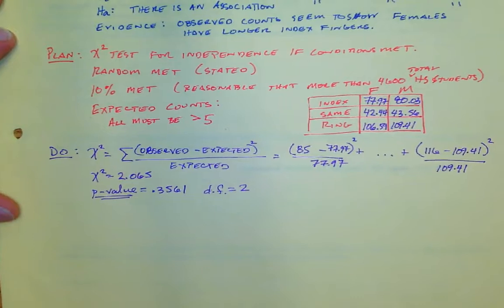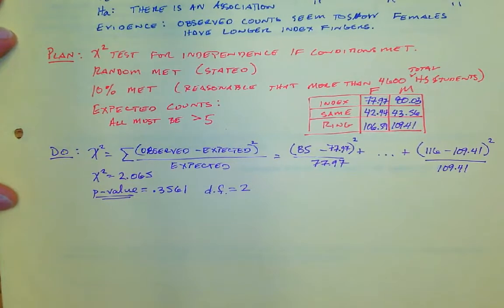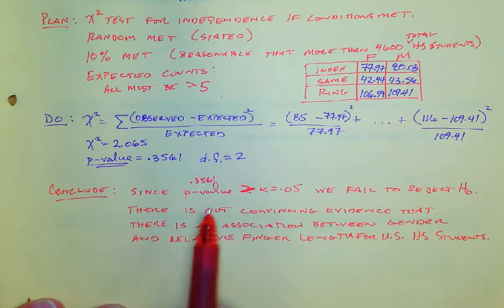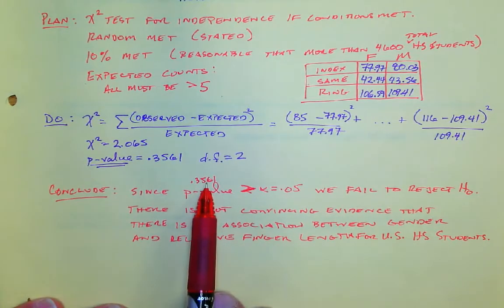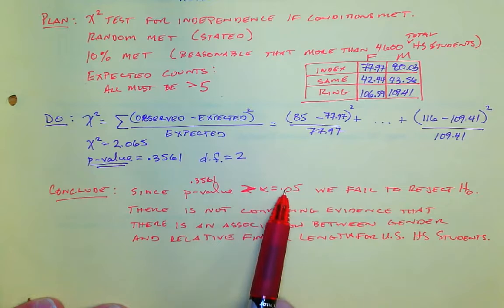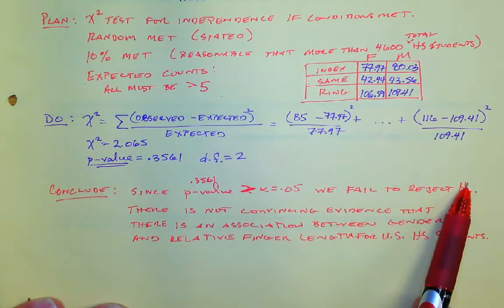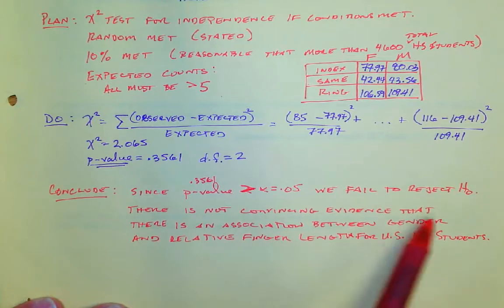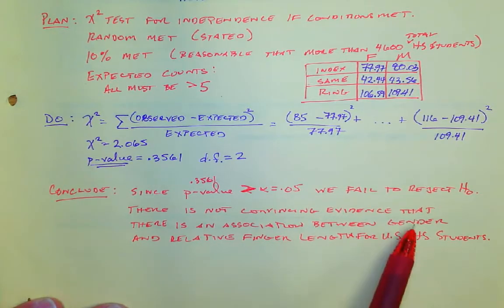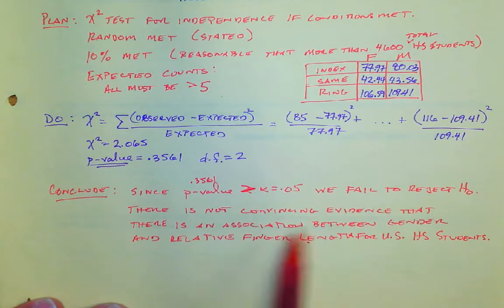All we're left to do is to conclude. Write yours down, pause the video, come back and check. Preferably pause the video, then write yours down, then come back and check. Our conclusion is the same as we've always done. Because our p-value 0.3561 is greater than our significance level 0.05, we fail to reject the null hypothesis. There is not convincing evidence that there is an association between gender and relative finger length for U.S. high school students.